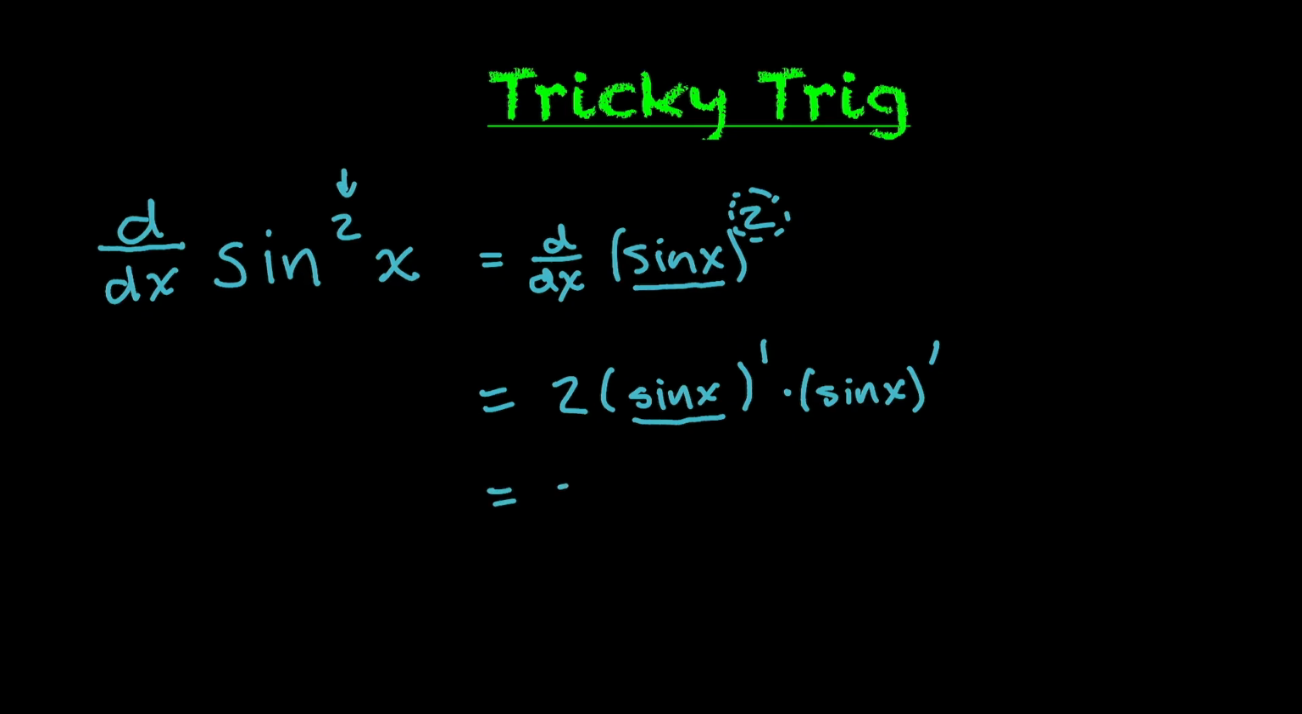So here we have 2 sine of x raised to the first, which is just sine of x, and then multiplied by the derivative of sine of x, that is cosine of x. All right, so again, the key here is to recognize that this square, sine squared, is really shorthand for all of sine of x being squared. Once we do that, it's very easy to see what is our outer function and what is our inner function.